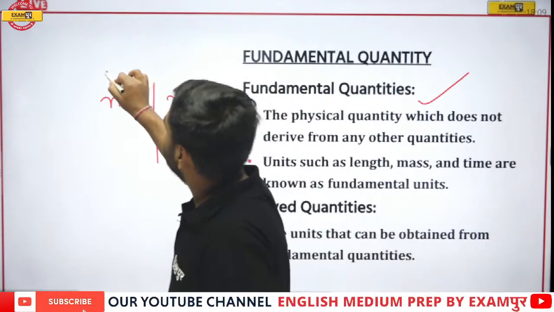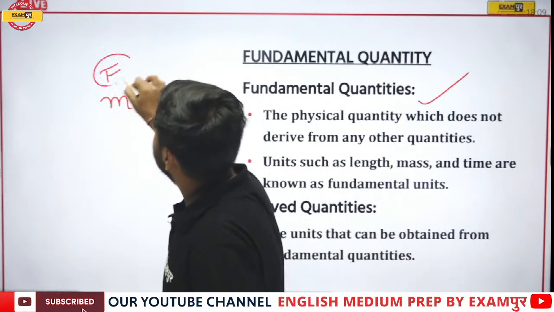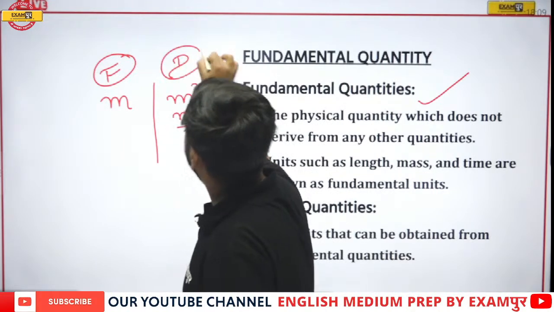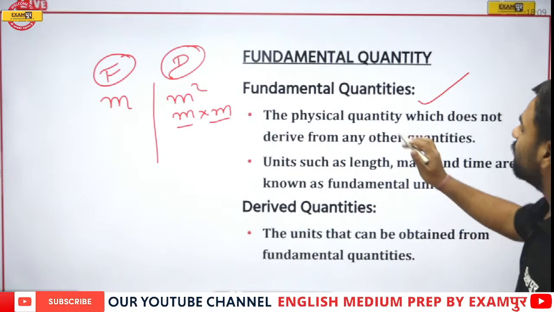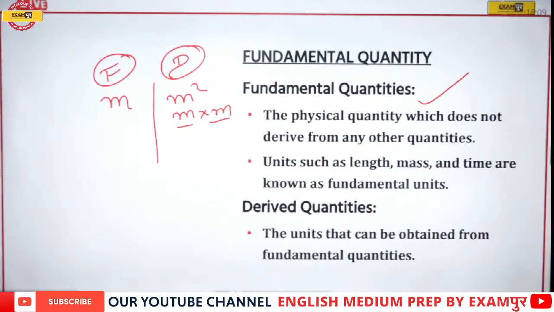So this will be what? This will be the fundamental quantity and this is going to be the derived quantity. So this is the difference. Let's come back again to our point. The physical quantity which is not derived from other quantities.